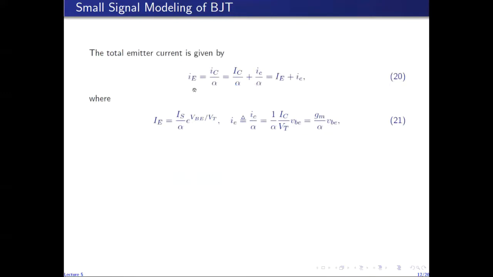Similarly, we can find the total emitter current by dividing the total collector current with alpha, in which IE is the DC component corresponding to capital IC, and small IE is the small signal current component corresponding to small signal collector current. The small IE is the small signal emitter current, which is given by small IC, which is capital IC over VT into VBE, and capital IC over VT is GM, so it is given by GM over alpha times VBE. So small IE is the small signal current in response to the small signal base emitter voltage.